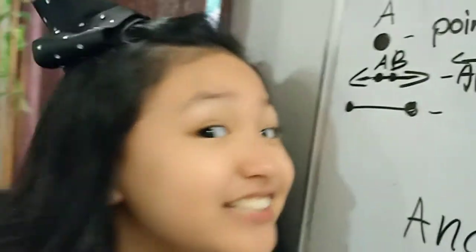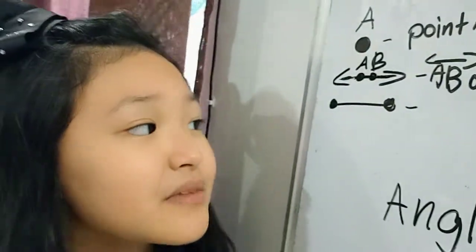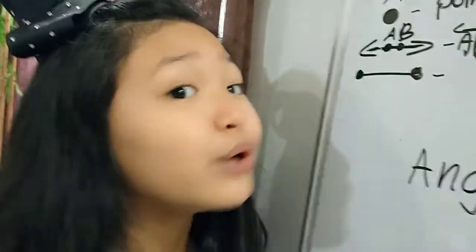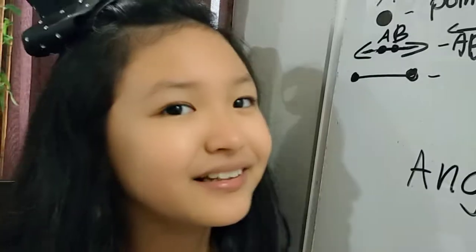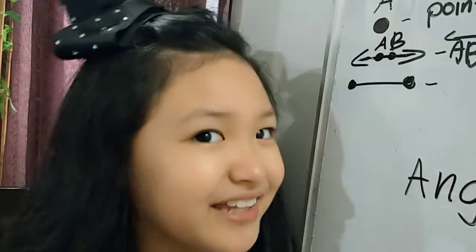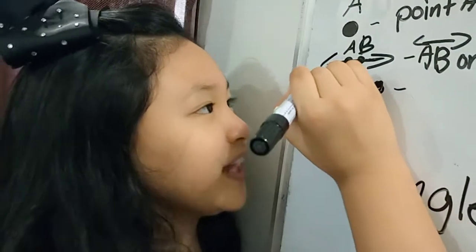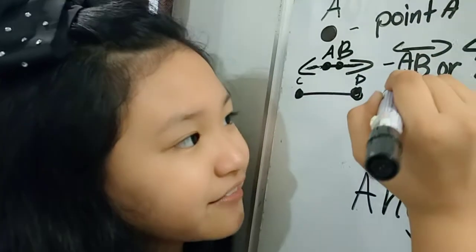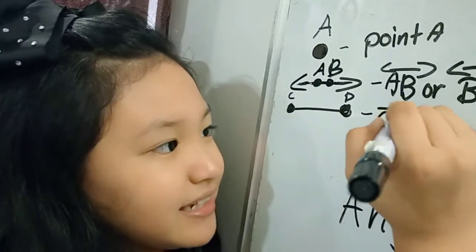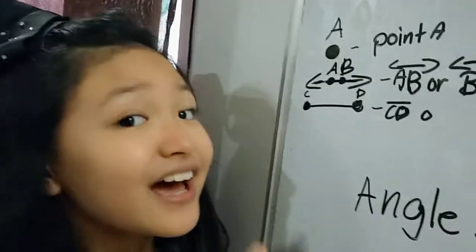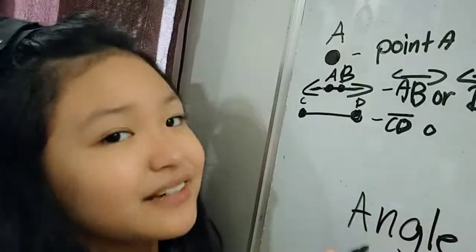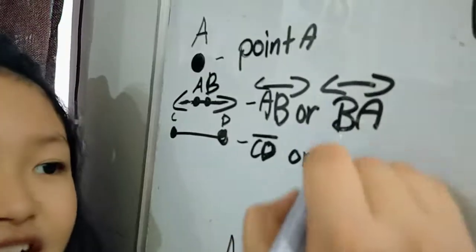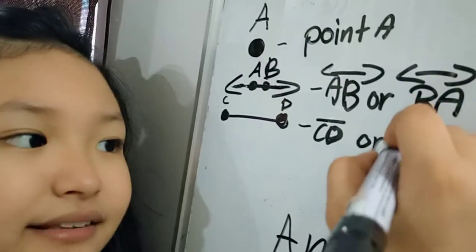And this one is a line segment. A line segment has two endpoints. It's a part of a line. We can name these points C, D. We can write it as CD. We can write it as line segment CD.